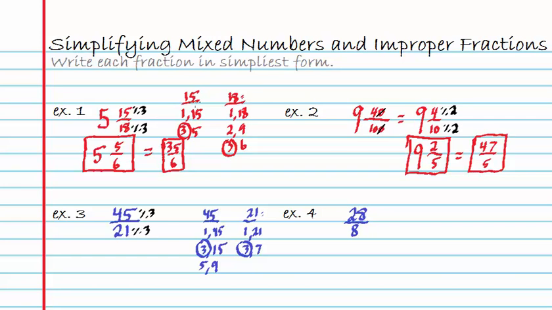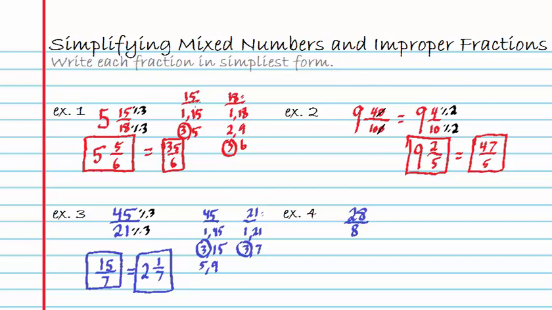And after dividing the top and bottom of this fraction by 3, I have the fraction 15 over 7. 15/7 would be my simplified improper fraction for example 3. If I wanted to write this as a mixed number, 7 goes into 15 twice with one part left over. So 2 and 1/7 is my mixed number answer for example 3.